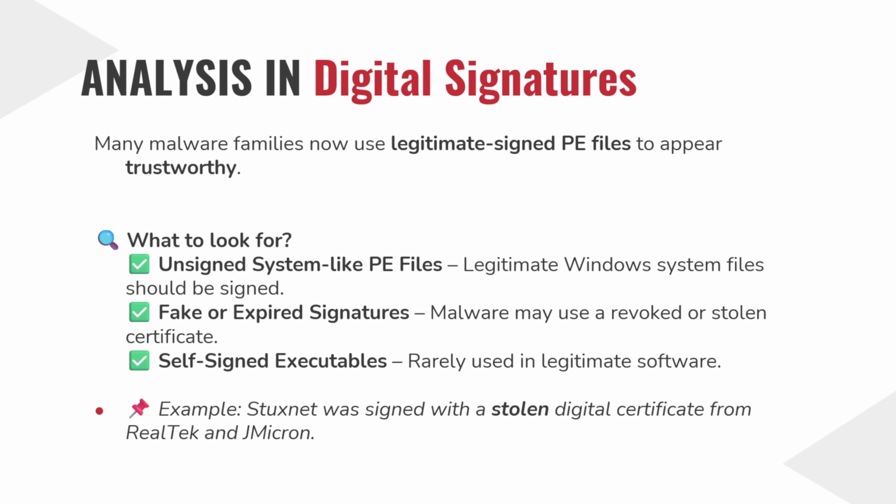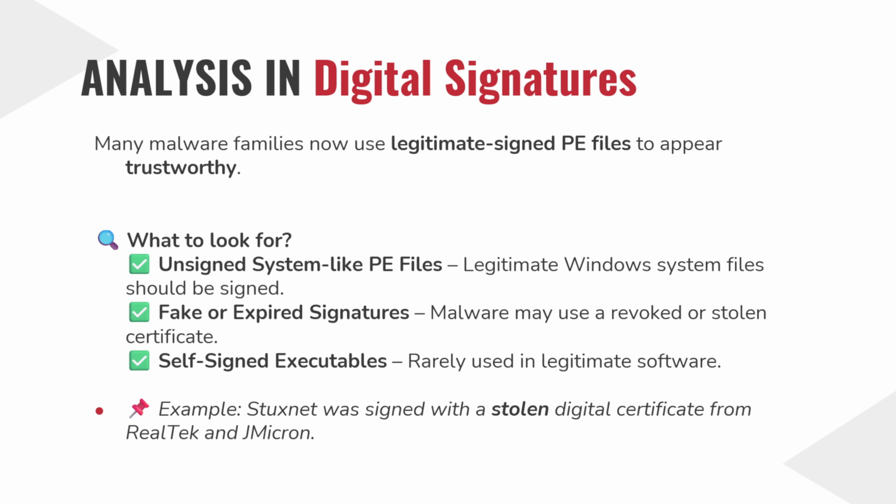Malware authors are becoming increasingly sophisticated, and one of the ways they try to bypass detection systems is by using legitimate signed PE files. These signed files appear trustworthy to users and security tools, allowing the malware to go undetected for longer periods. By signing their malicious code with valid certificates, attackers make their malware look like a legitimate application. But here is the key. While these files might look safe on the surface, there are still ways to identify them as threats.